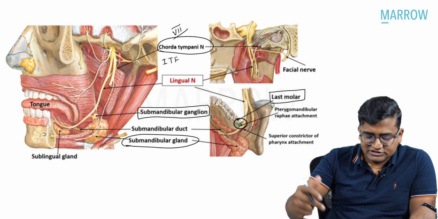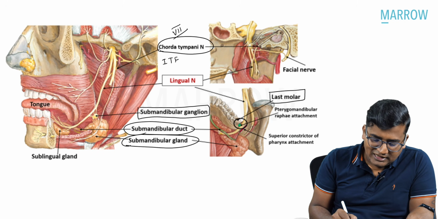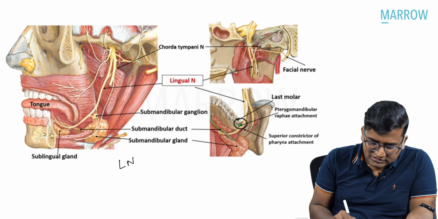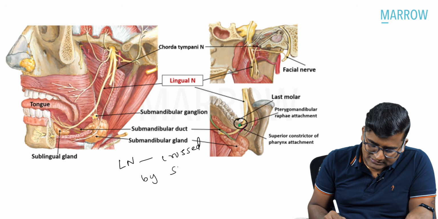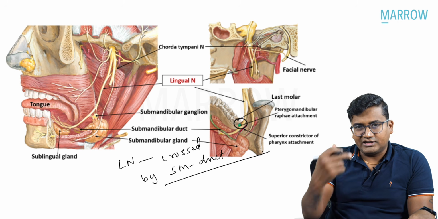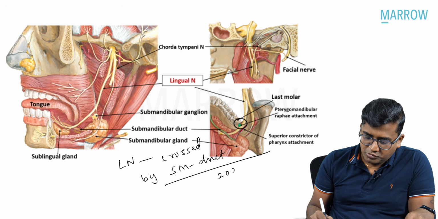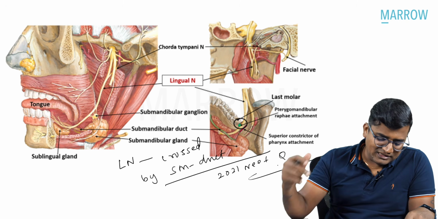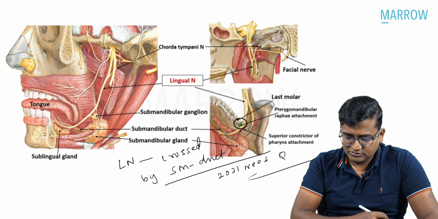And the lingual nerve is crossed by the submandibular duct. This is a very important point, and we got that question recently in the NEET exam. So lingual nerve is crossed by submandibular duct. So the most common nerve to get affected while removing the submandibular duct is our lingual nerve. 2021 NEET exam question. And then the lingual nerve goes to the anterior two-thirds of tongue. This is the course.